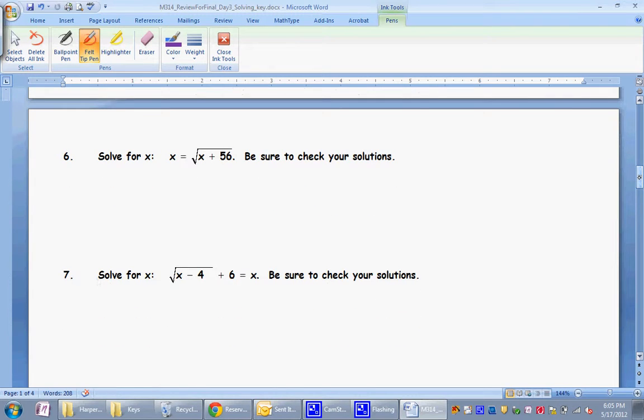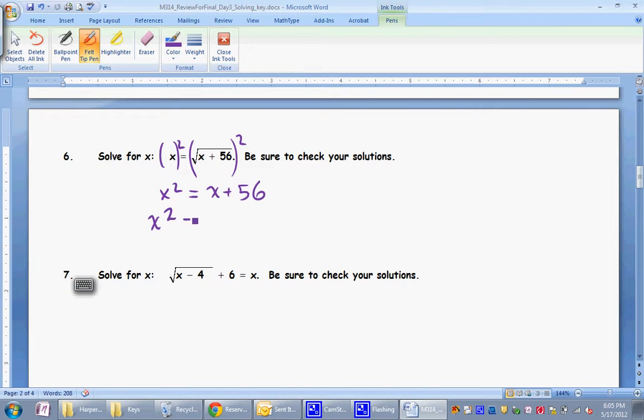For number 6, once again we have a square root alone on one side of the equation, so we can square both sides. We have x squared is equal to x plus 56. Now, if we want to solve this quadratic, we need to get everything alone on one side of the equation and factor. We have x squared minus x minus 56 is equal to 0. With quadratics, we set the equation equal to 0 and solve from there.